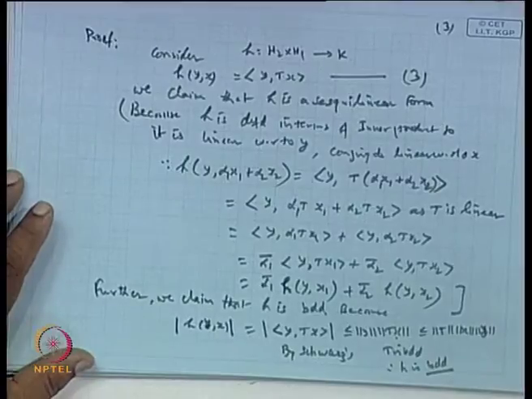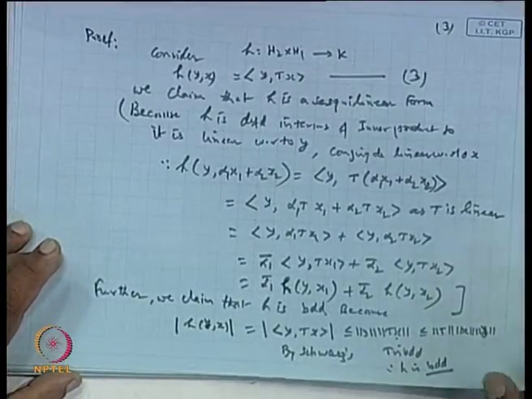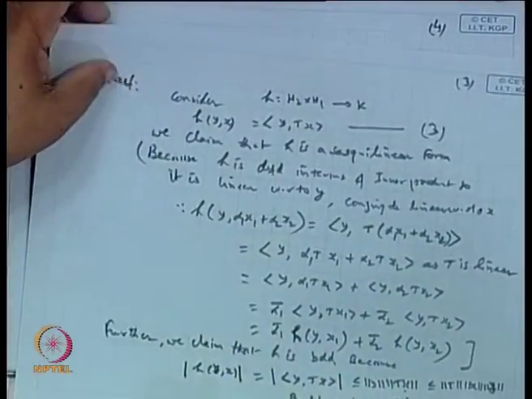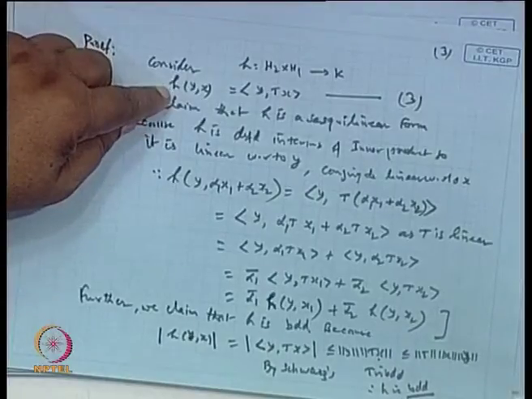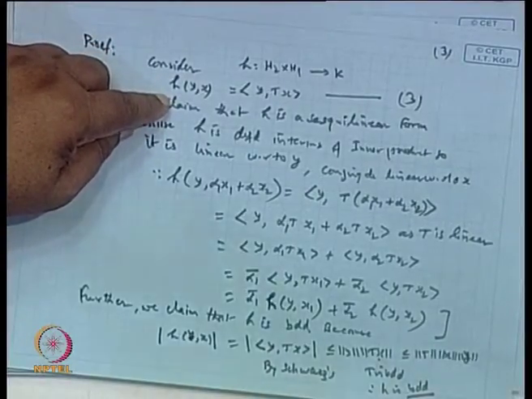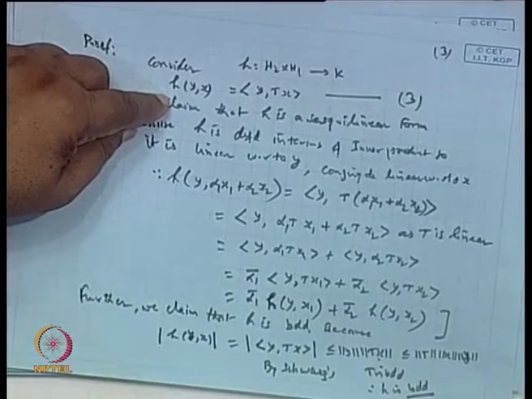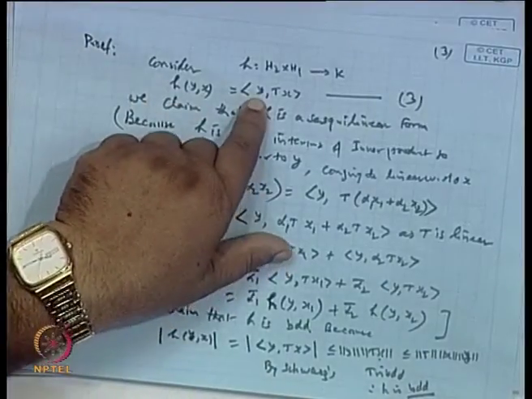Agreed? Sir, we have taken equation 3 from our last proof, na? Yes. Because we have already proved that any sesquilinear form will be given in the form of the inner product, where the inner product will be h of x comma y equals the inner product of Sx and y, and S is an operator like this. So, I have considered a functional h of y, x in the form of an inner product.